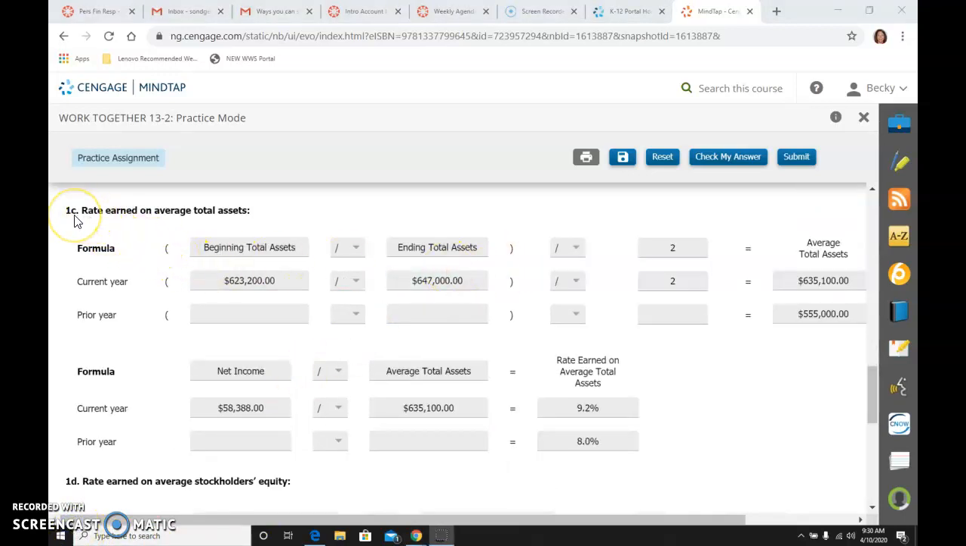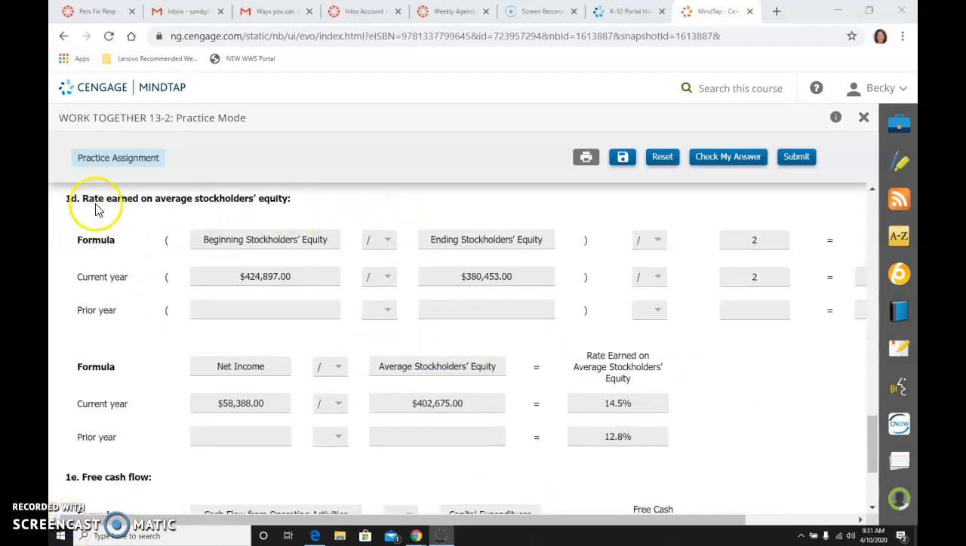Then we have the third ratio, which is rate earned on average total assets. Anytime you see average anything, the first thing you need to do is calculate that average. So here's the calculation for that average. And then you go back and ask what's divided by what for the true ratio. When I see rate earned, I think return and I think net income, and on average total, so divided by average total assets.